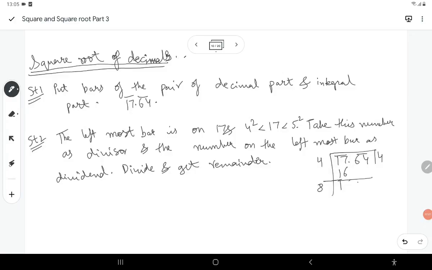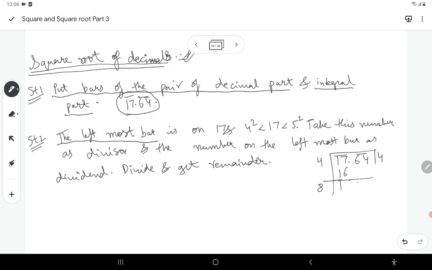Next is the concept of the square root of decimals. It is similar to how we find the square root of common numbers. First of all, we put bars on the pairs of the decimal part and put bars on the integral part. We have an example, 17.64. Put the bar in pairs on 64 as well as on 17.